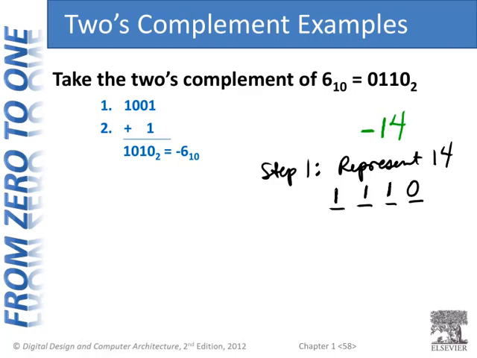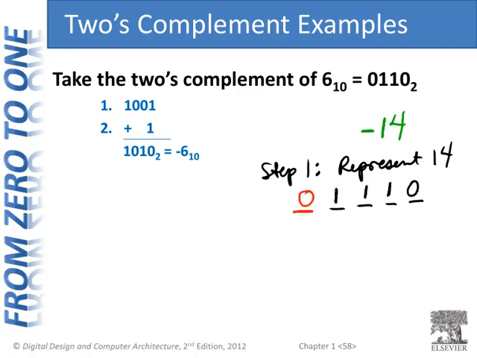So we have 1110. Is that the 2's complement representation of 14? Well, it can't be because there's a 1 in the most significant bit. So that would be some negative value. So in order to make that the 2's complement representation of 14, I need to put an extra bit here, a 0. Now that's the 2's complement representation of 14. This is one of the most common errors in using 2's complement numbers.